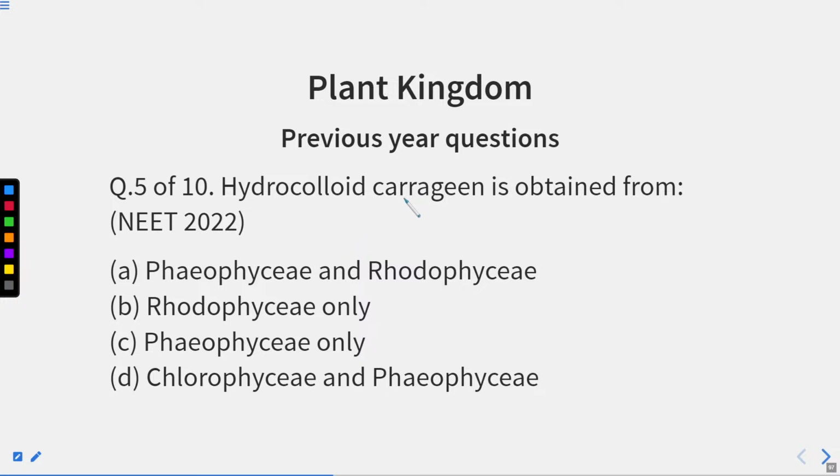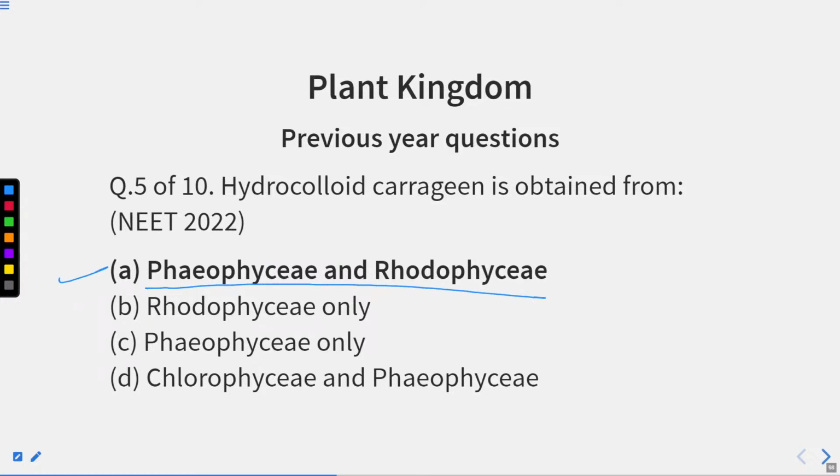Last question. Hydrocolloid carrageen is obtained from which one? Phaeophyceae and Rhodophyceae; only Rhodophyceae; only Phaeophyceae; Chlorophyceae and Phaeophyceae. First, Chlorophyceae do not give you any hydrocolloid, whereas Phaeophyceae and Rhodophyceae both give you hydrocolloids. So the first one is the answer: hydrocolloid carrageen is obtained from the Phaeophyceae and the Rhodophyceae.